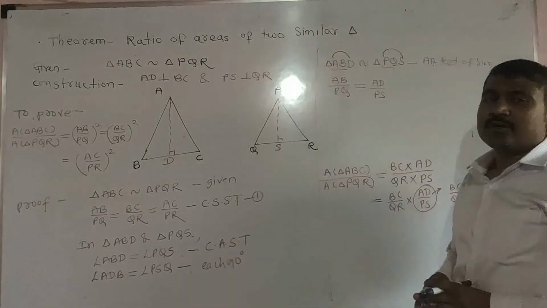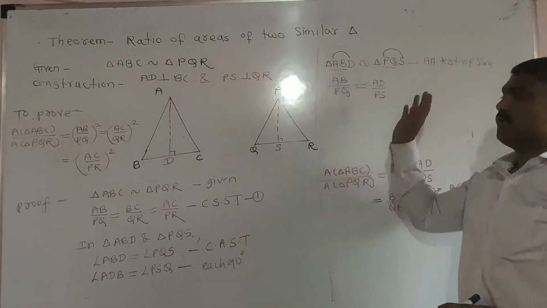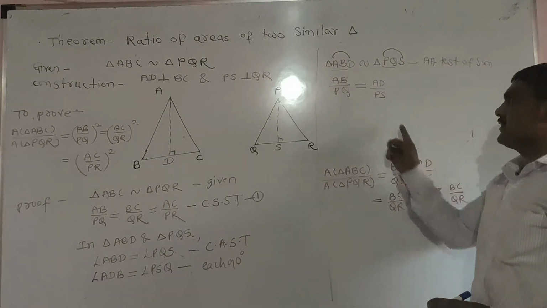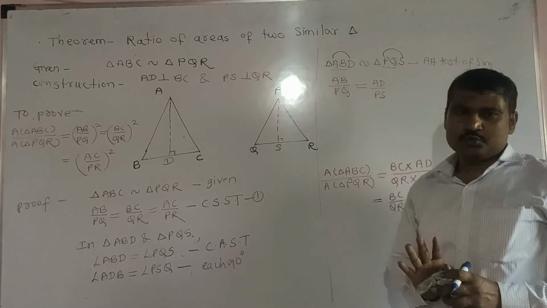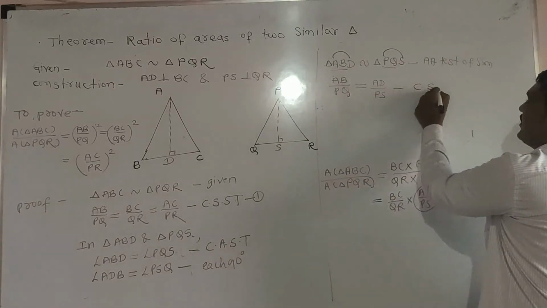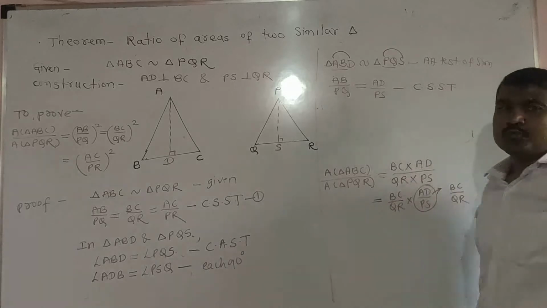and the third ratio BD upon QS. But we want only two ratios. We want AD upon PS. That's why I have taken AD upon PS. Understood? Now the reason is CSST up to this.